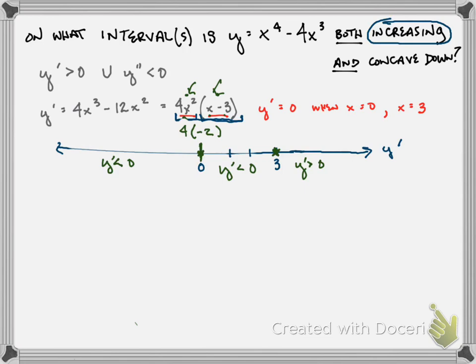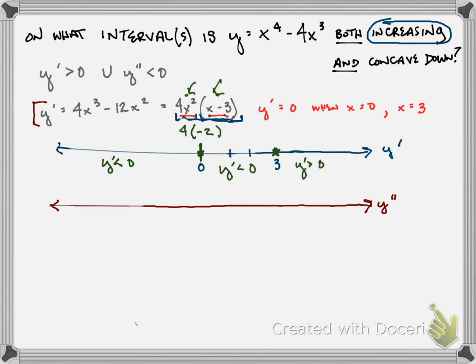So now to the question of where is it concave down. I'm going to draw another number line. Bear with me here. And we're going to label this number line y double prime. I'm going to start by determining where y double prime is equal to 0, and then I'll test around those points to determine if y double prime is positive or negative, which would indicate whether it's concave up or concave down.